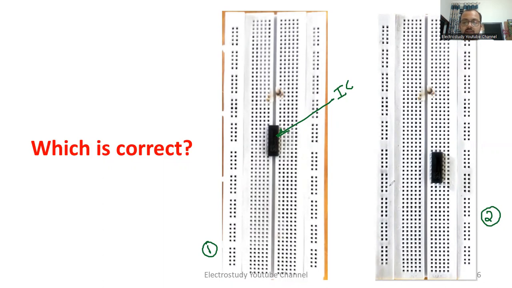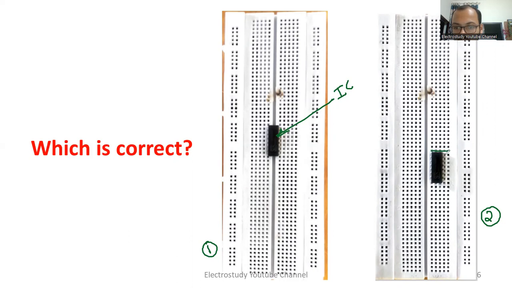Now everybody can look at figure 2 first. Here what have I done? I have connected at the center portion only. In the center portion, what I did is connect the legs of the IC all on the same line.